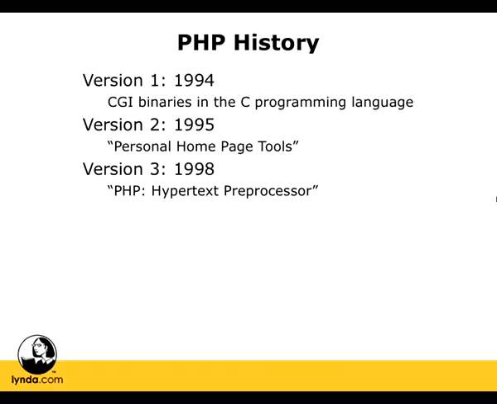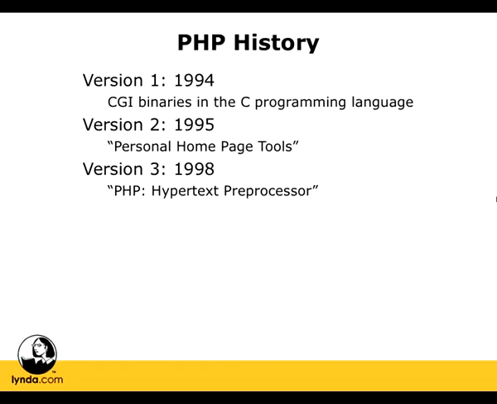Zeev Suraski and Andi Gutmans, two Israeli developers, rewrote major parts of PHP between 1997 and 1998. They also renamed it, and the new name became PHP: Hypertext Preprocessor. Now you see we still have PHP there in the three words, but the first word of the acronym is the acronym itself. And this is called a recursive acronym, and this is what passes for programmer humor, so get used to it. Version 3 is still supported by web browsers, but it's not being improved or actively maintained.